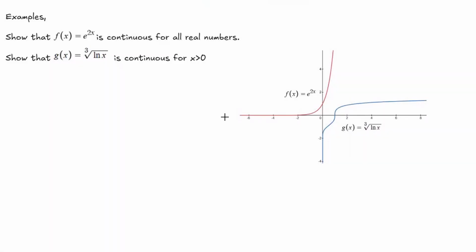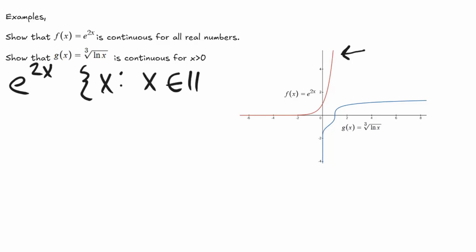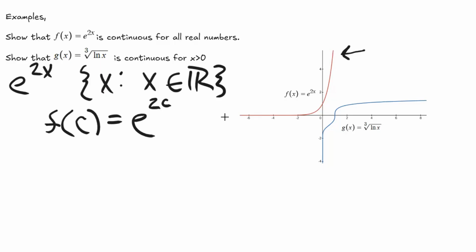So here's a couple examples. We want to show that e to the 2x is continuous for all real numbers. Now I have the graph here in red of e to the 2x. In order to do this, we need to consider the domain of this exponential function. The domain of the exponential function e to the 2x is x such that x is a real number. That implies that f of c equals e to the 2c. So the domain is all real numbers.